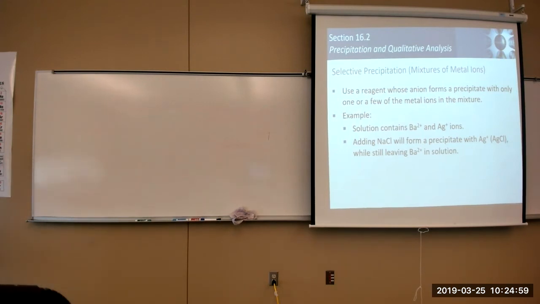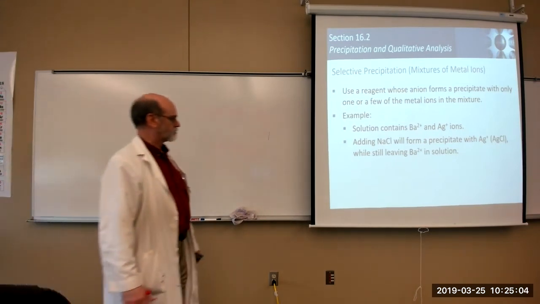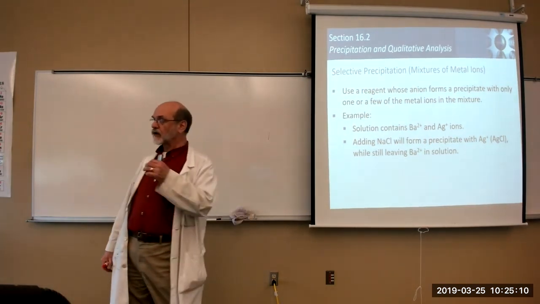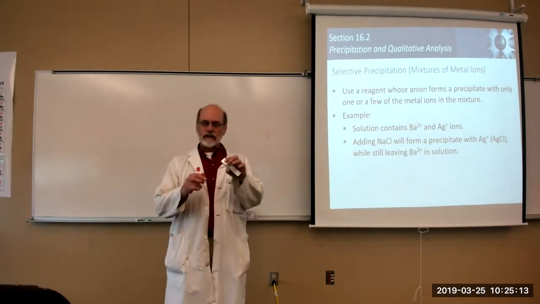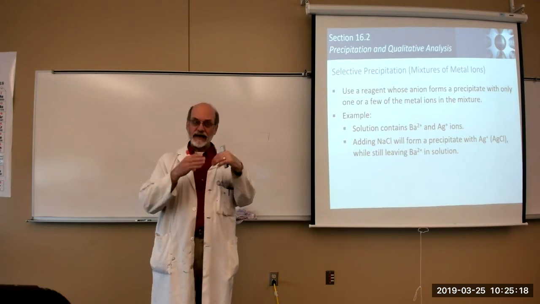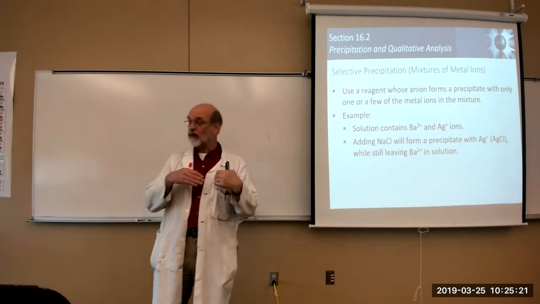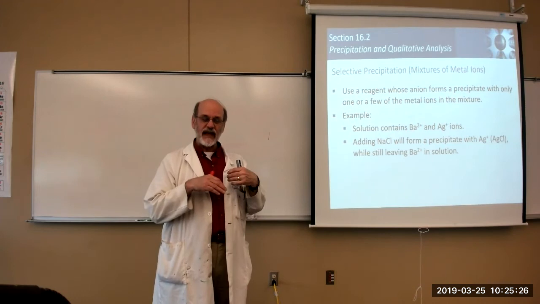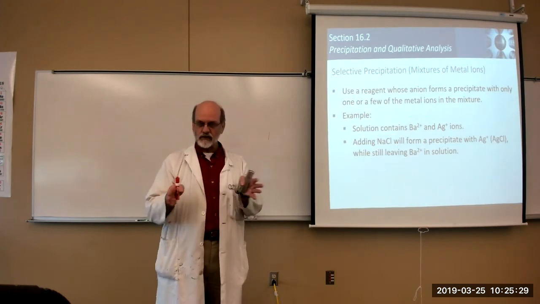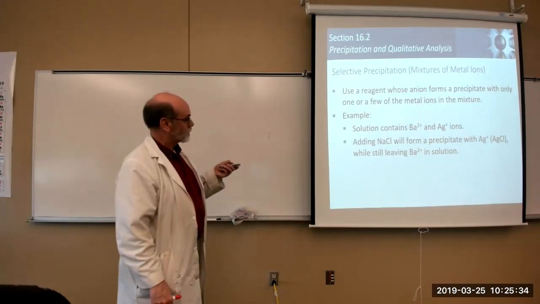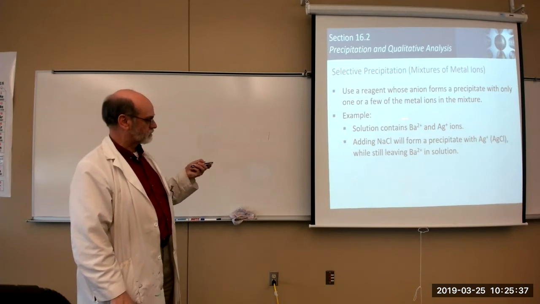Well, if you have a mixture of cations and you want to separate them, then all you need to do is pick an anion that can combine with both of them to produce a precipitate. But the KSP has to be several orders of magnitude different to get an efficient separation. In this case, we're talking about barium and silver in solution.